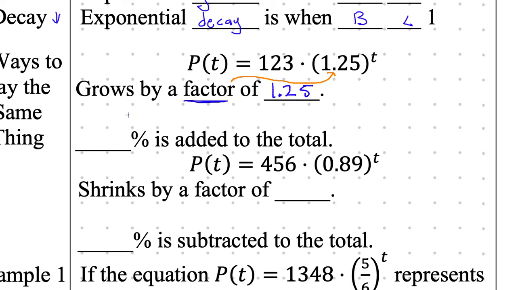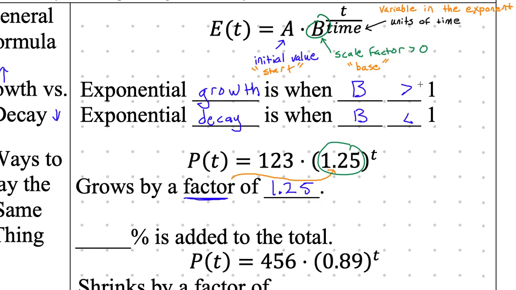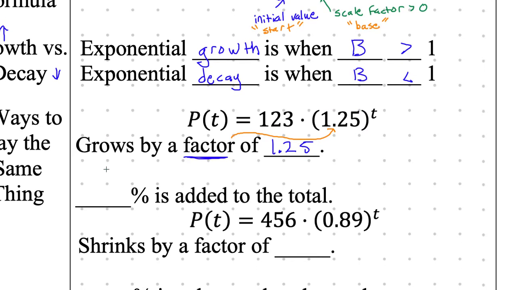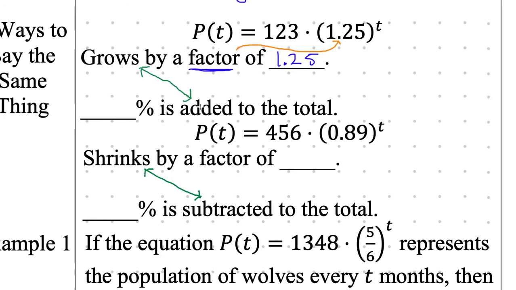Now, I should point out here, notice how this is the b, right? This is greater than 1. If it's greater than 1, then it's growing. That's why I said grows here. So grows and added, those two match up with each other, just like shrinks and subtract. Those two go with each other because I'm going smaller, so I'm subtracting. I'm shrinking. I'm going bigger, so I'm growing, I'm adding.